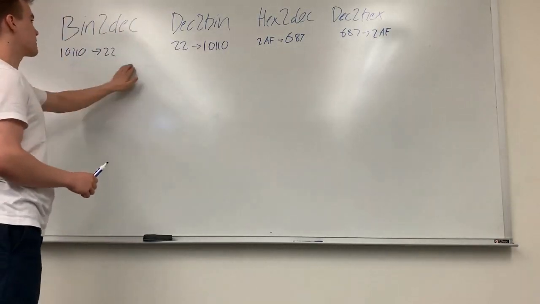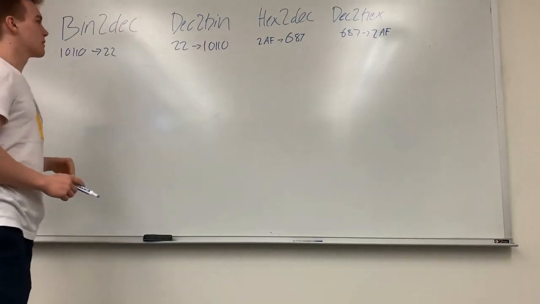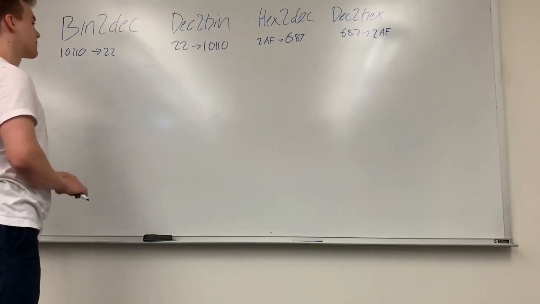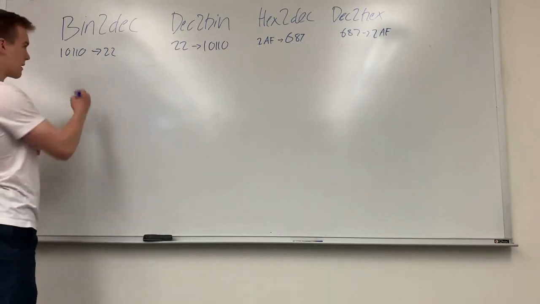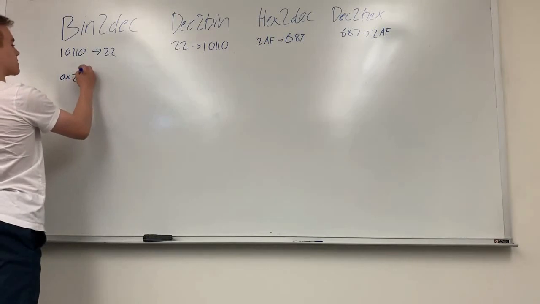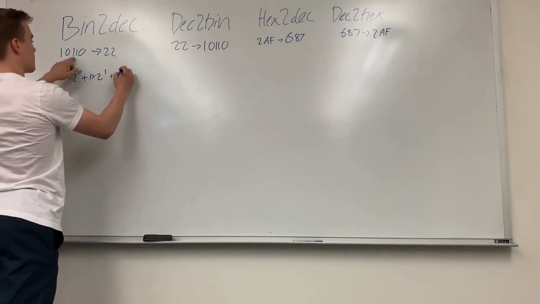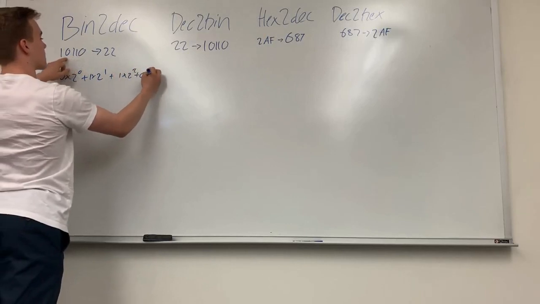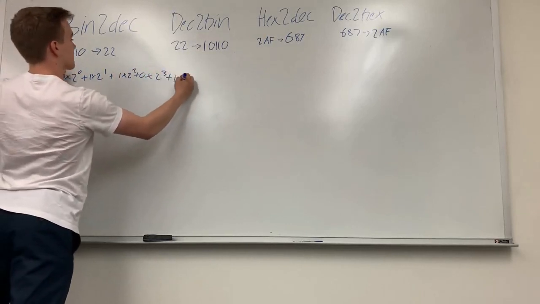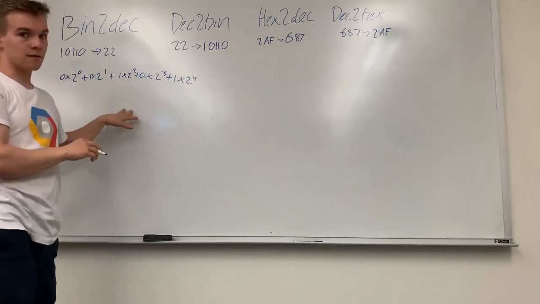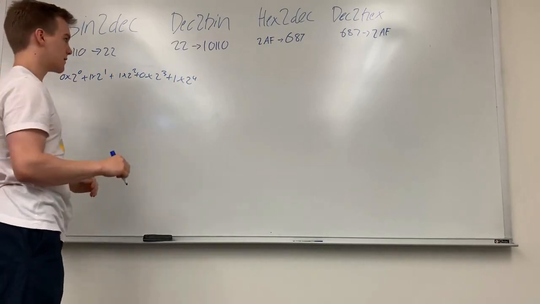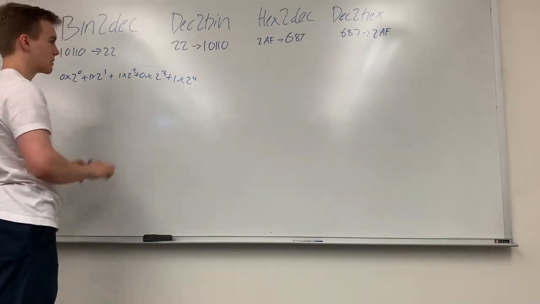So, bin to dec, we're taking a binary to decimal number. I'm just going to rewrite this binary number as 0 times 2 to the 0 plus 1 times 2 to the 1 plus 1 times 2 to the 2 plus 0 times 2 to the 3 plus 1 times 2 to the 4. If this is confusing to you, then go back and watch the last video about these representations.